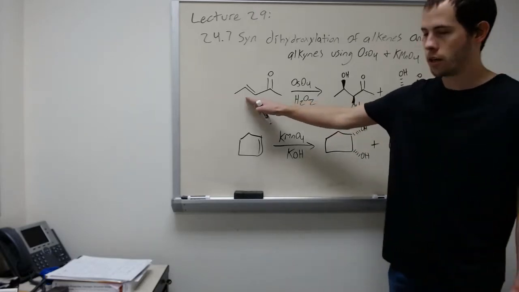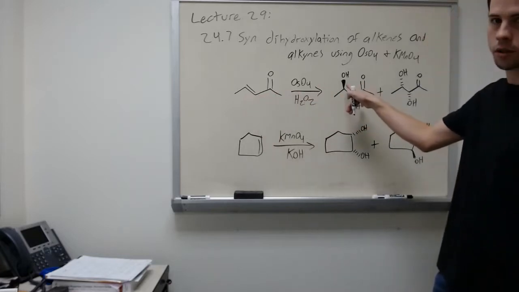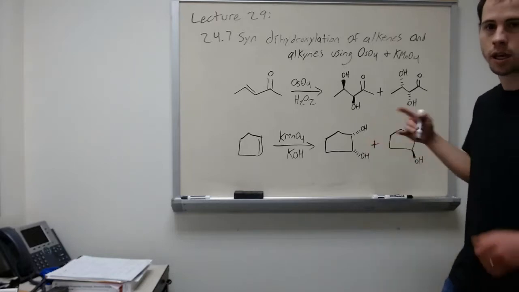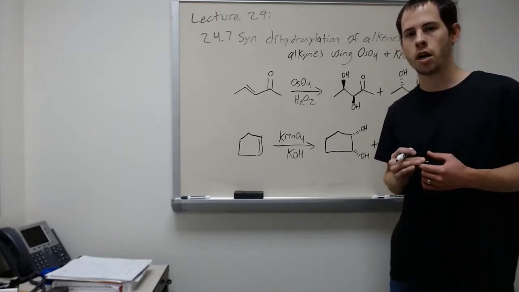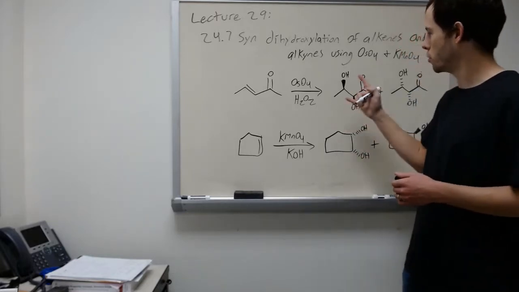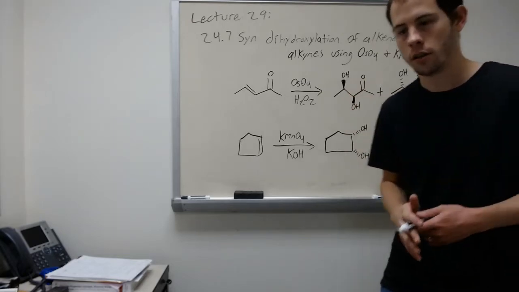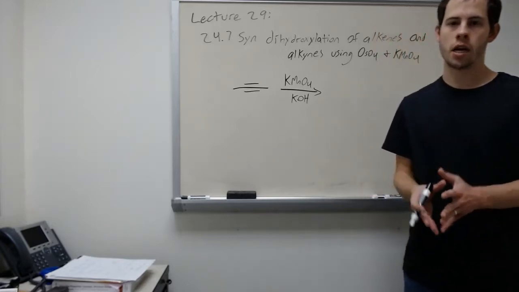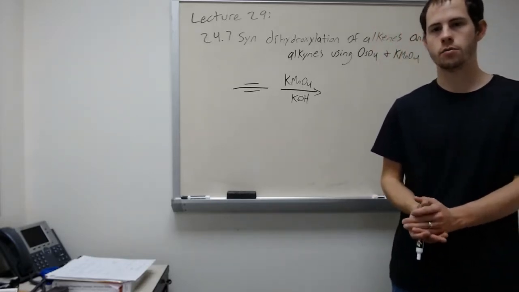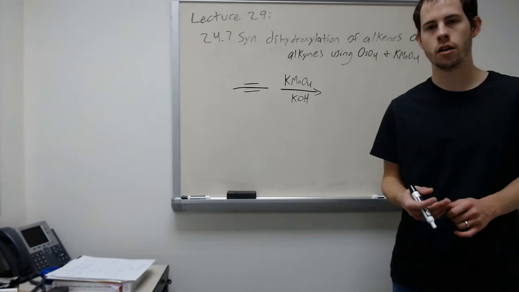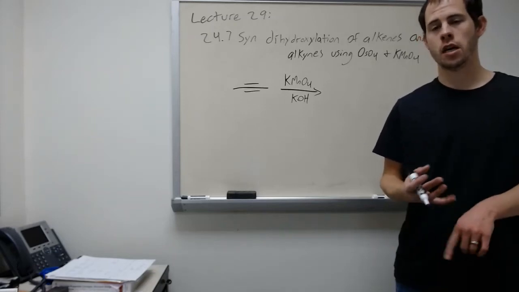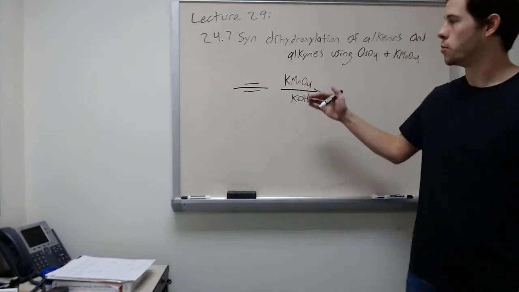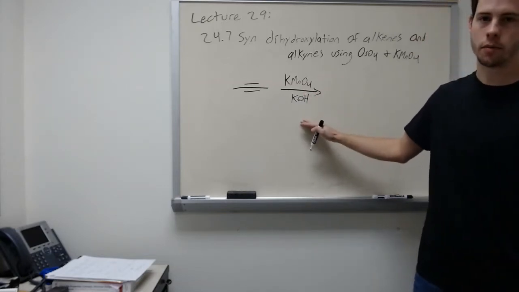Notice that this double bond is trans, and we get addition to the same side. This double bond is cis, and we get addition to the same side. So the geometry of the double bond doesn't matter, but we have the groups pointing in the same direction. I said we can do it with alkenes, and we can do it with alkynes. I'm not going to talk about the mechanism, so I'm not going to hold you accountable for that. Just know that osmium tetroxide and hydrogen peroxide do the syn dihydroxylation. Potassium permanganate and KOH can do the same thing.